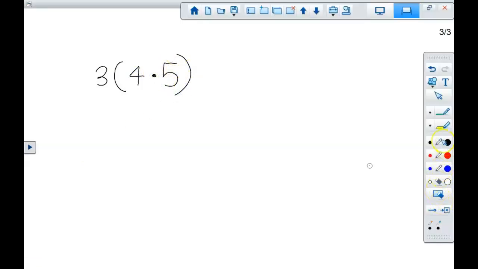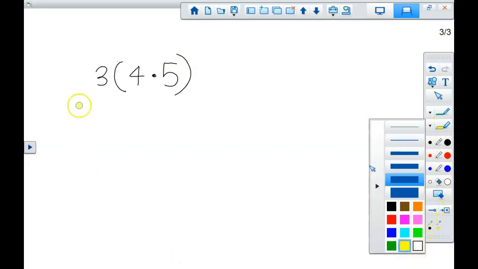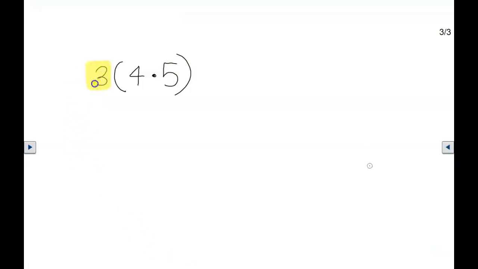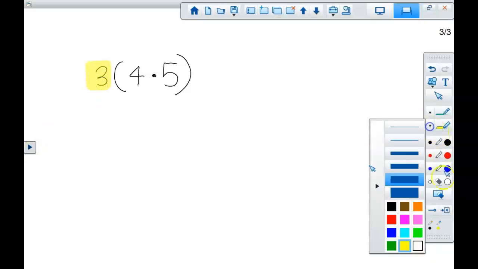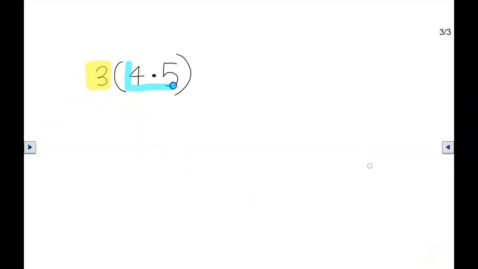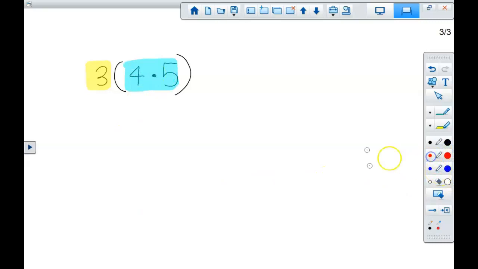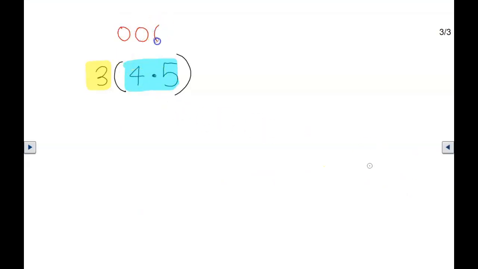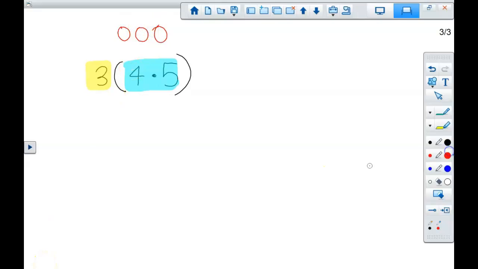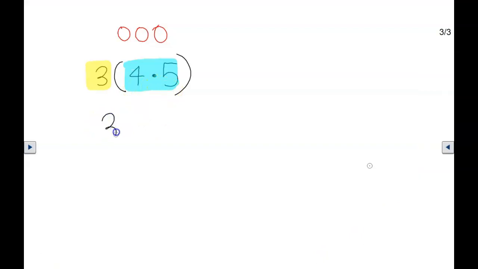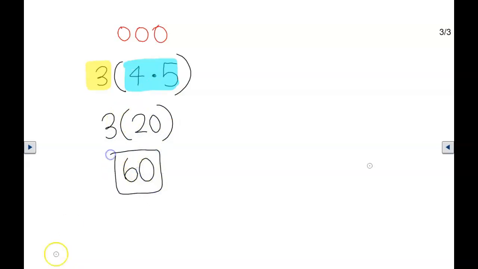So notice what this problem says we're doing. We are taking the number 3 and we are multiplying it by the entire group, 4 times 5. So if I were doing this the order of operations way, we would do our group first. So the very first thing we would do in this problem is the 4 times the 5. 4 times 5 is 20, so this would become 3 times 20. 3 times 20 we know is 60. So if I follow the order of operations, that problem has an answer of 60.